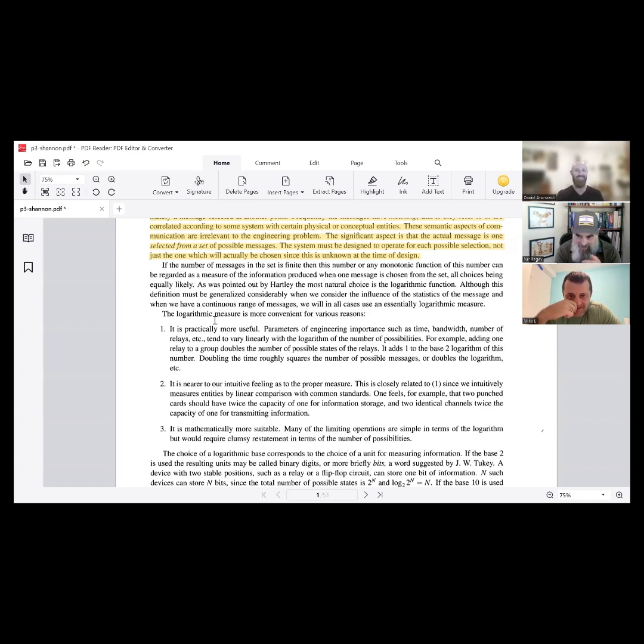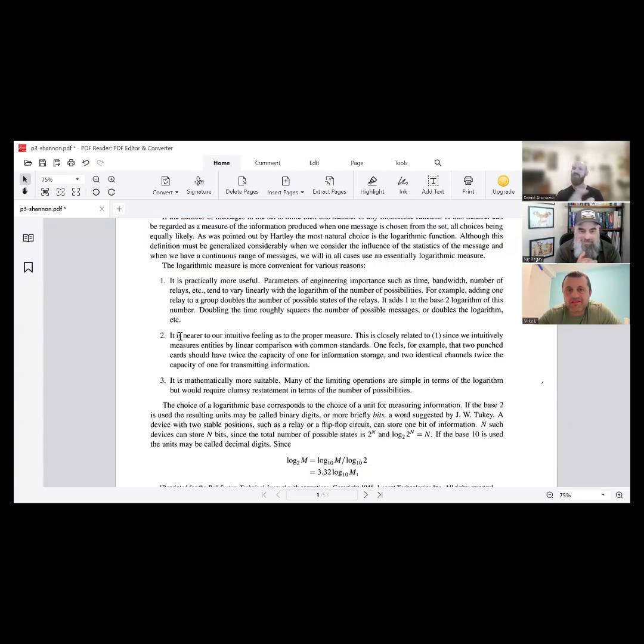And then he says, okay, why? And this was interesting for me. He says the logarithmic measure is more convenient for various reasons. So he's trying to convince us why logarithm is a good choice. He says it's practically more useful. Parameters of engineering importance such as time, bandwidth, number of relays, again, let's remember the time it was written, etc., tend to vary linearly with the logarithm of the number of possibilities.